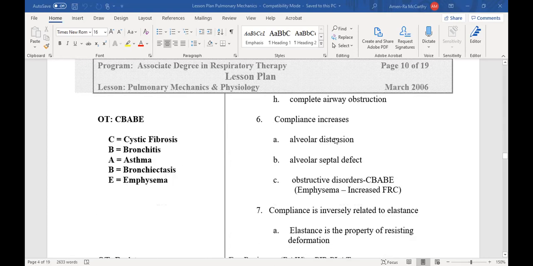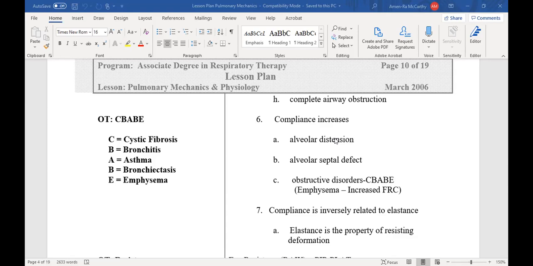All right. Now, what are some things we're going to see for compliance to increase? First one is alveolar distension, floppy lung, right? The alveoli is so stretched out. Alveolar distension means that alveoli has just been stretched out, okay? Alveolar septal defect. If there's one of the septal wall defects and the wall of the alveoli is just messed up, okay? And then finally, obstructive diseases, COPD.